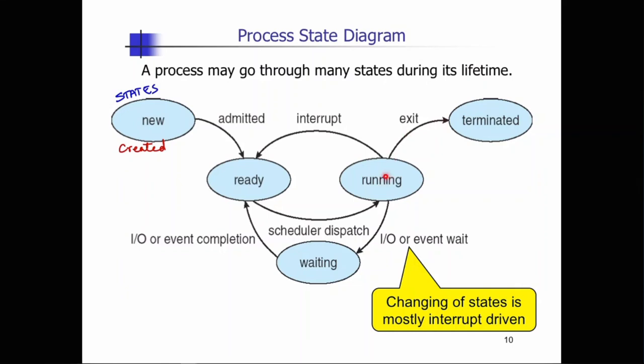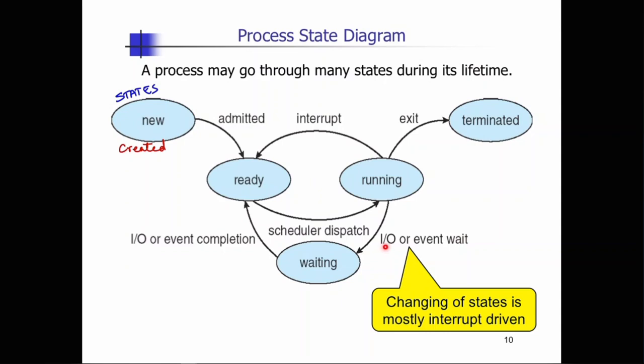So for example, if the process completes or terminates, it exits and it is the next state, which is the terminated state. Or if there is an interrupt, then the running process is going to stop and go back to the ready state, and then again wait for another processor. So that's your interrupt.